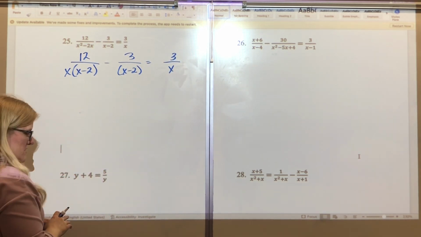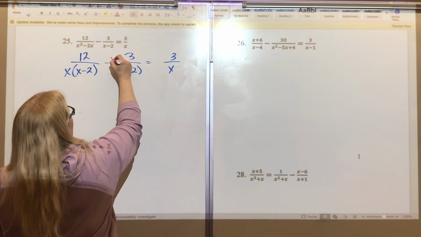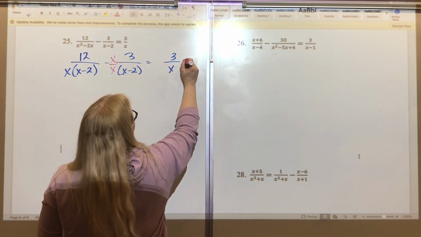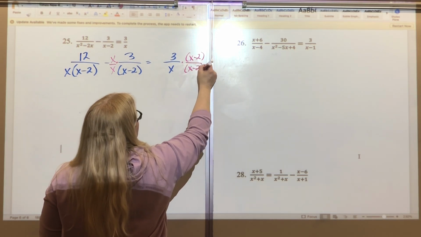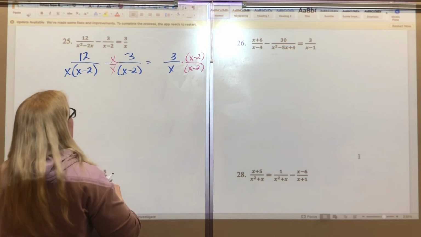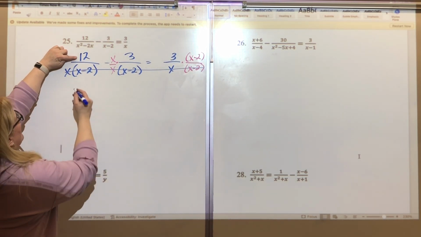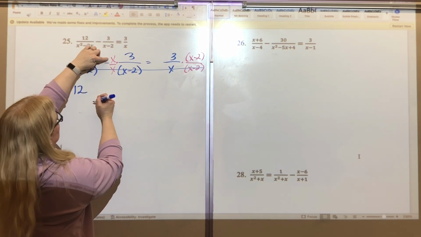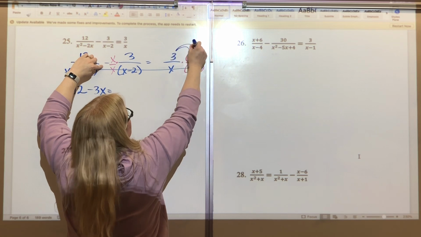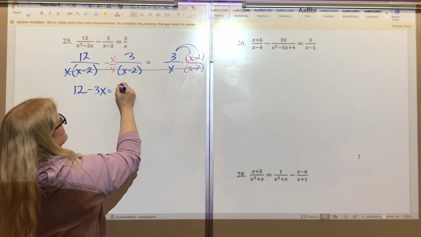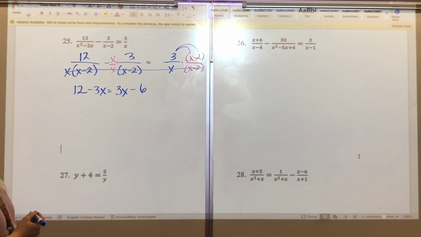Okay, this child got both things for Christmas. This one wants an x, and this one wants an x minus 2. Okay, my denominators are the same. I can cancel those out. All right, now I've got 12 minus 3x, don't forget that's a negative, equals 3x minus 6. Oh, this is nice.